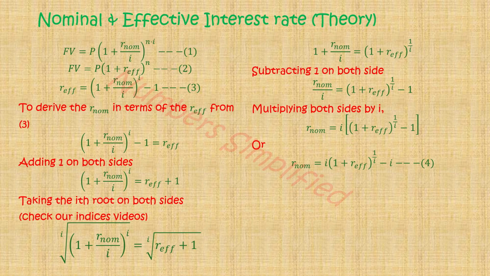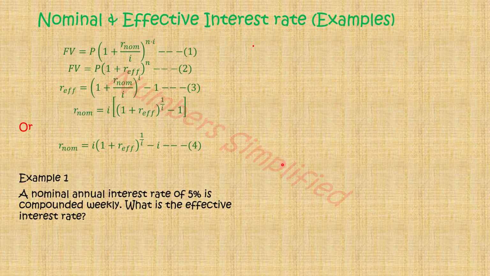Now that we have reached thus far, let's take a look at some examples. Taking a look at example 1 now. A nominal annual interest rate of 5% is compounded weekly. What is the effective interest rate?